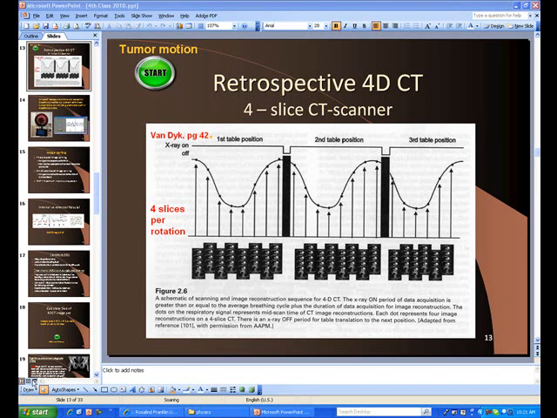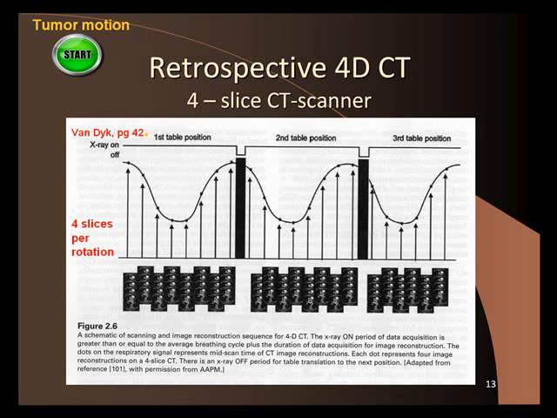So you can watch that movie at home. It was taken with a 4D CT scanner, and it shows the lung moving up and down and how the tumor moves. So here's how a 4D CT works. To make it simple, think of this as a 4-slice CT scanner.